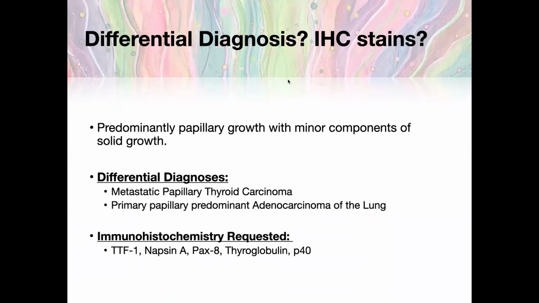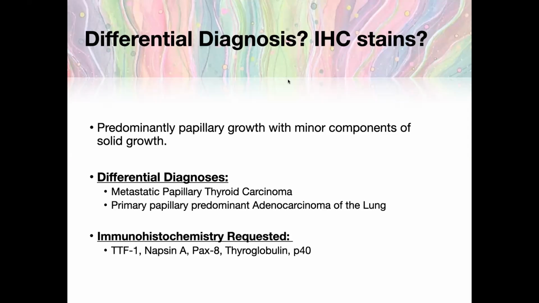So on the permanent sections, we observed a predominantly papillary growth pattern with minor components of solid growth. Our differential should include metastatic papillary thyroid carcinoma versus a primary lung neoplasm, namely a papillary predominant adenocarcinoma given the architecture, morphology, and location. The following stains are requested to help us differentiate among the differentials: TTF1, napsin A, Pax8, thyroglobulin, and P40.